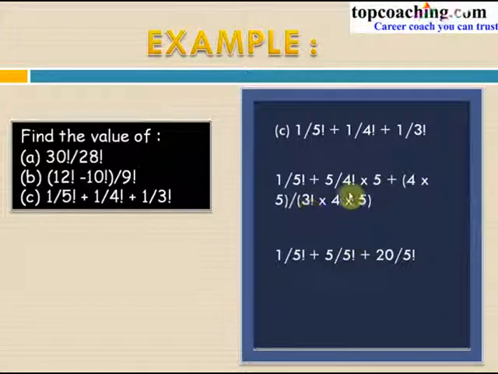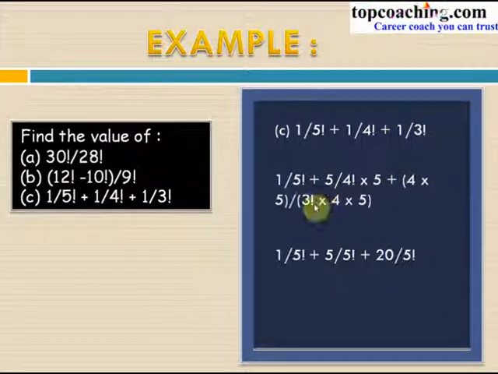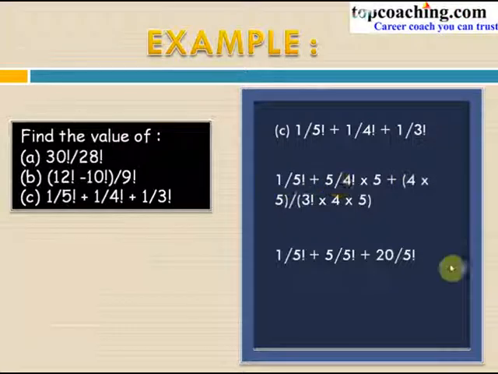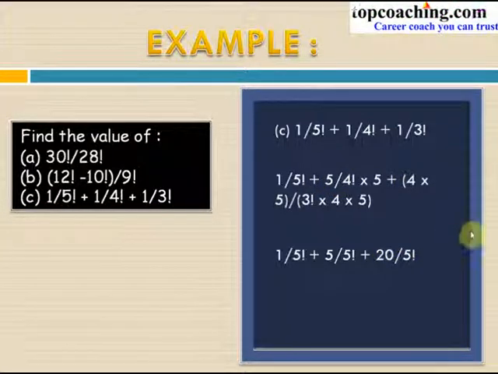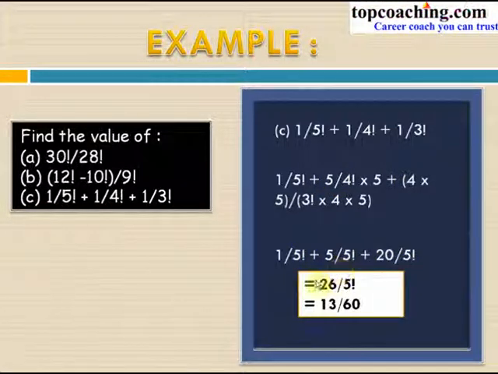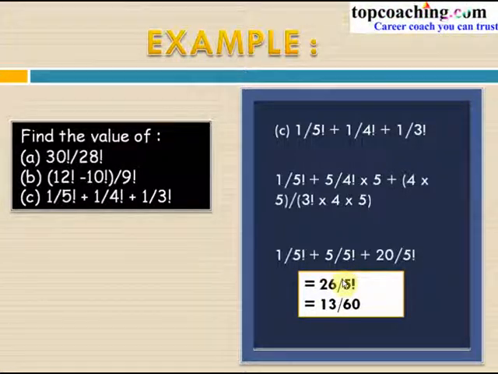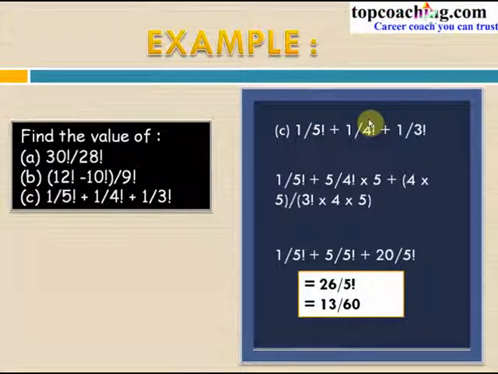And similarly, the denominator of the last expression becomes 5 factorial, and the numerator is 20. So 20 by 5 factorial. When we add them, what we get? Equal to 26 by 5 factorial. Now 5 factorial is equal to 120. And 26 by 120 is nothing but equal to 13 by 60. So the value of this expression finally comes out to be 13 by 60. Now I really hope you have understood the meaning of factorial.